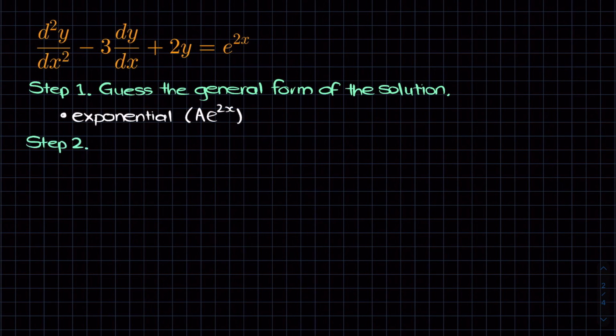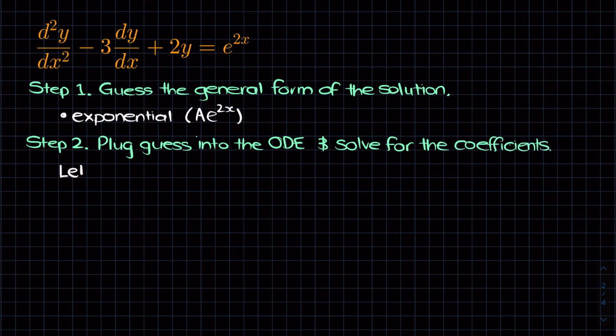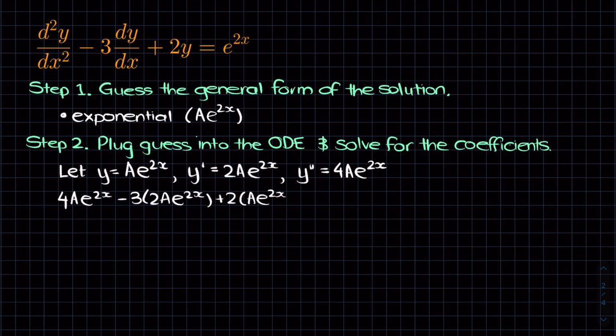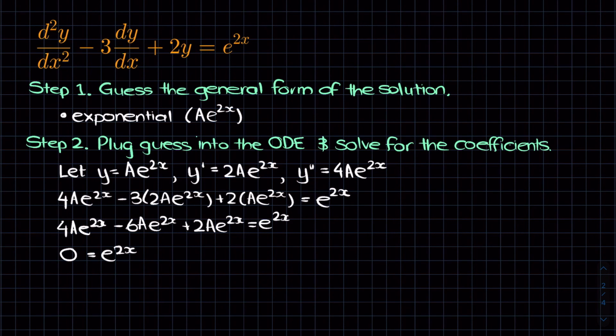Step 2 is to plug this into the ODE. So we can let y equal a e to the 2x, then y prime equals 2a e to the 2x, and y double prime equals 4a e to the 2x. Plugging these into our ODE and simplifying, we just get that 0 equals e to the 2x. And this is a problem. Our left-hand side needs to equal our right-hand side for all values of x, but in this case there isn't even one value of x that can satisfy this equation.